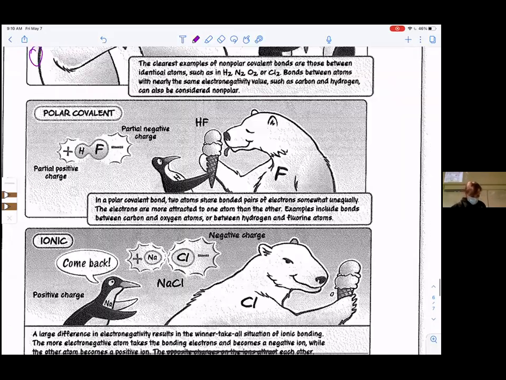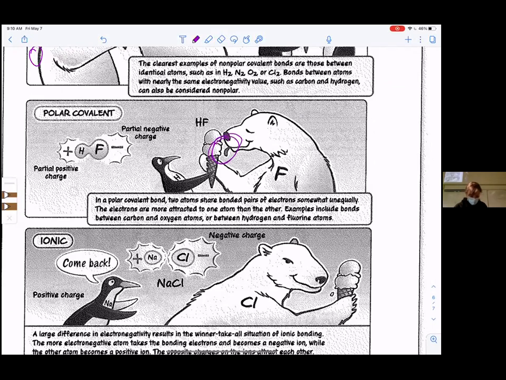Polar covalent happens when you have two atoms sharing bonded electrons somewhat unequally, and the electrons are more attracted to one atom than to the other. This would be between carbon and oxygen, or between hydrogen and fluorine, or between hydrogen and oxygen, as we will see. So this is where you have something stronger.